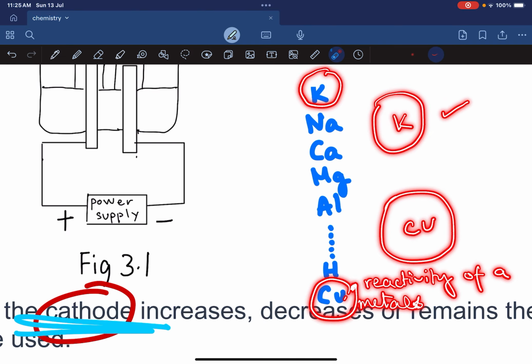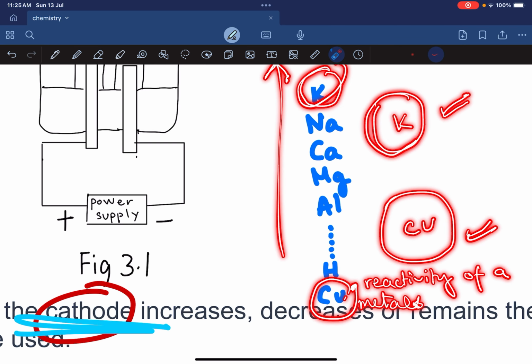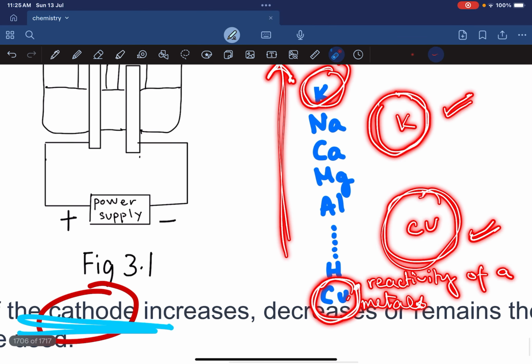This means that potassium can lose its electrons more readily than copper because it's above. The more above you are in the reactivity series, that means that more readily you can lose electrons. So the reactivity of a metal is determined by its ability to lose electrons. Obviously if potassium can lose electrons more readily, then it would not gain easily. Copper would gain easily because it's less reactive, it's below. I hope you understand this concept, that the below you are, the more easily you can gain, and the above you are, the more easily you can lose.